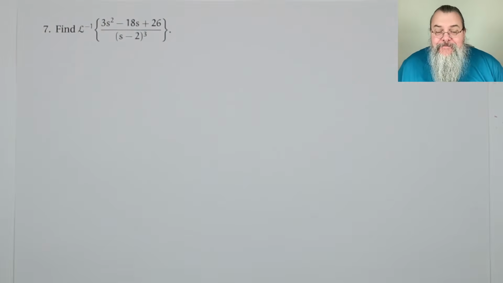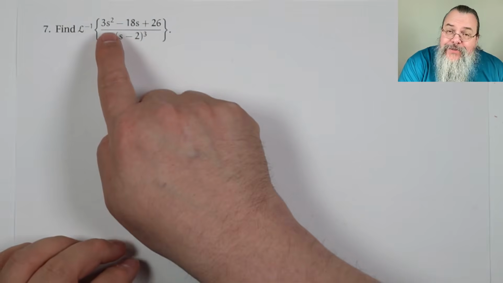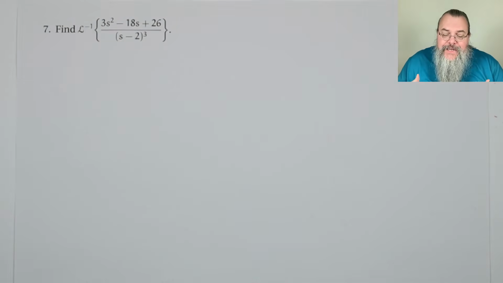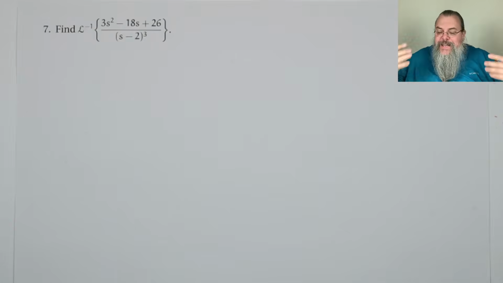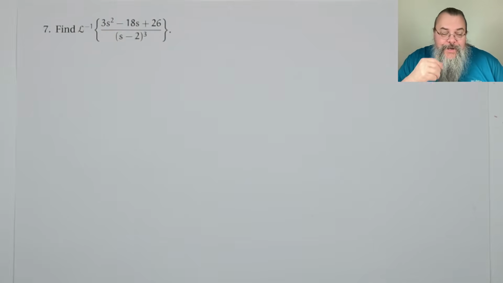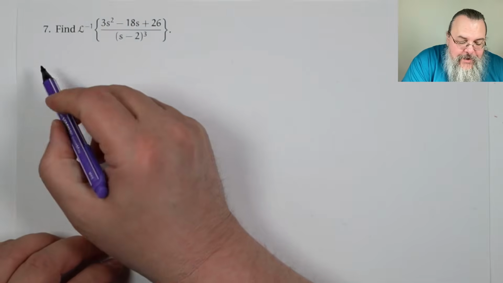Number 7. Find the inverse Laplace of 3s squared minus 18s plus 26 divided by s minus 2 cubed. Okay, nice. So what are we going to do? Partial fractions? Again? Yes, we've got to get good at it, so we're going to practice it. Once more to the breach, dear friends. Once more.